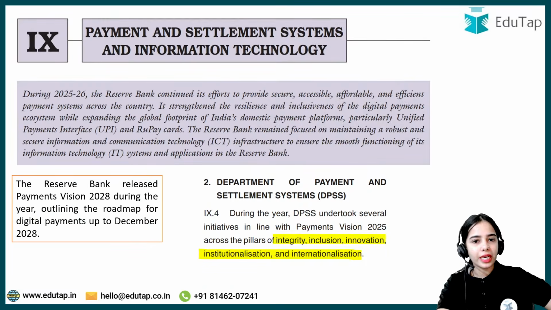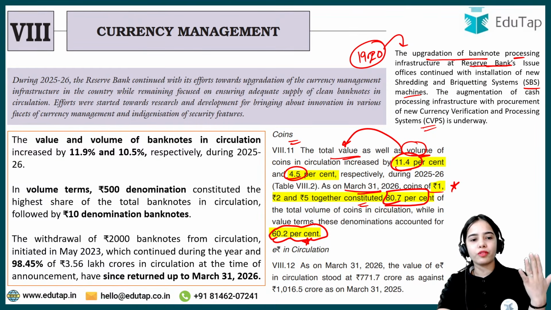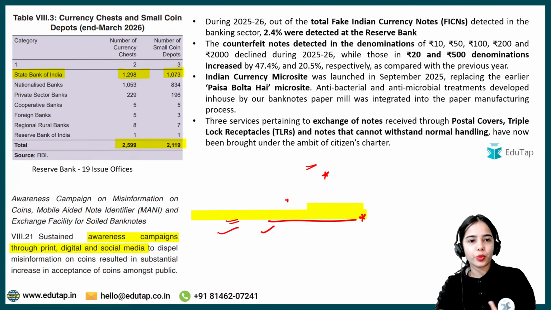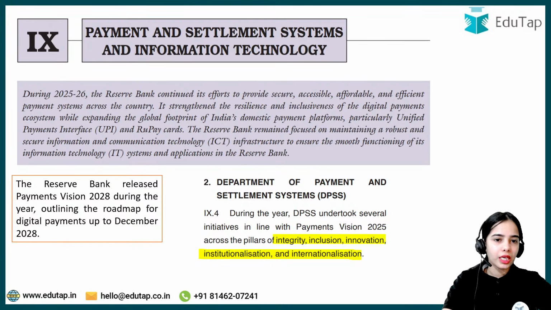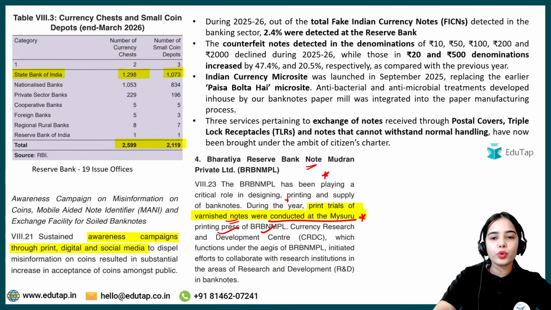Now this chapter is also done. Any confusion? Here, what you have to remember is basically the value and volume. In volume terms, the 500 denomination is higher than the 10 rupee notes. Then you can read about the coins. So this is the idea. Now coming to the next chapter, that is payment. And if you want to know more about the currencies, you can go to the Indian currency microsite.